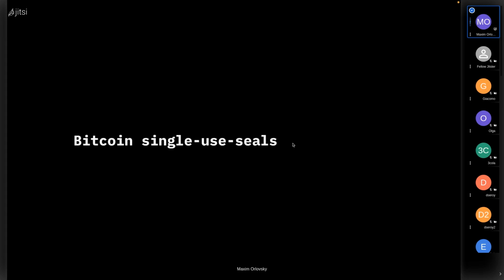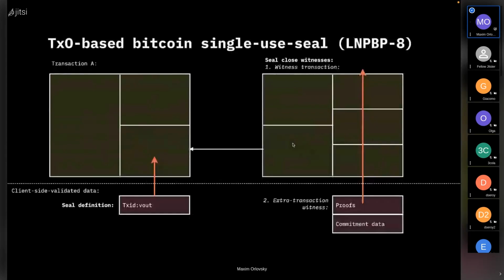As you have seen, the single-use seal is a very generic concept, not specifically related to Bitcoin. It's a cryptographic primitive which can be applied to many areas. And today we will talk only about its Bitcoin application. So now we are moving to Bitcoin single-use seals.